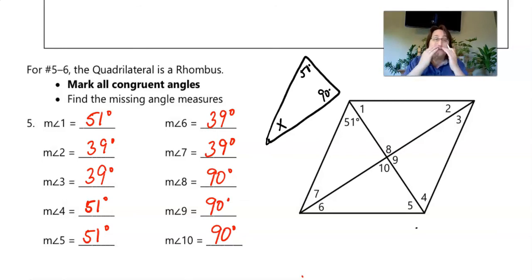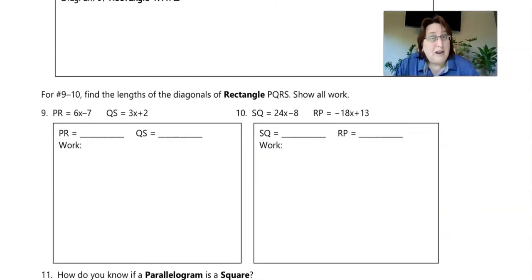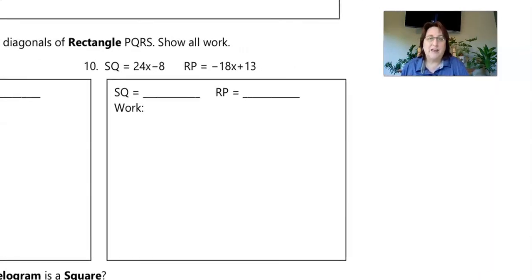And now, hey guys, let's look at rectangles, a property of a rectangle. Let's go look at number 10 together. I'll meet you down there. Okay, so down here at number 10, notice that we don't have a picture. So we need to read the instructions carefully. Okay, it says to find the lengths of the diagonals of the rectangle PQRS. Okay, so we're looking at just number 10.